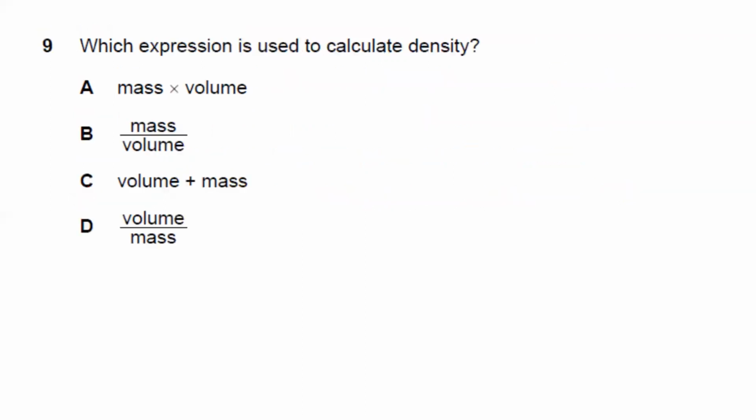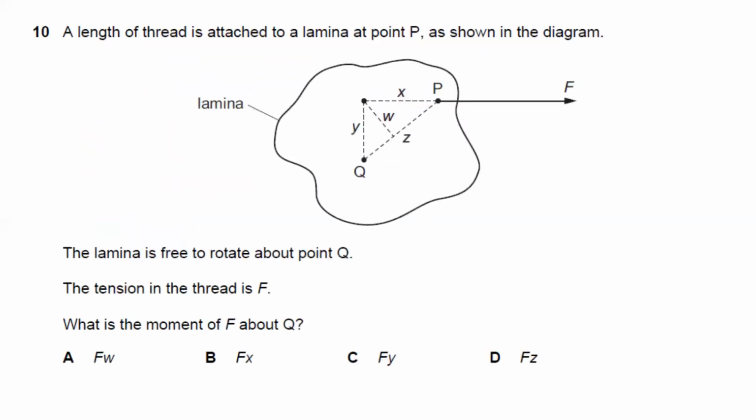Next question, question 9. Which expression is used to calculate density? Remember, density, or rho, equals mass per unit volume. Mass multiplied by volume, mass over volume. So B is the right answer for that. Okay, it's pretty simple.